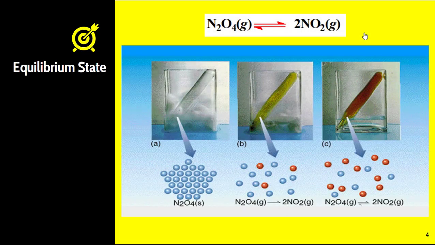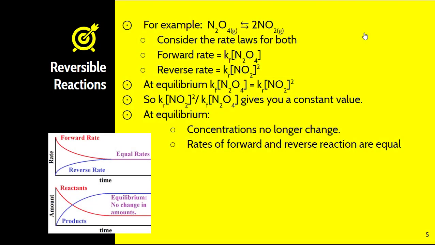If we take a look here, there's an example of an equilibrium state. We start off with N2O4, and it proceeds to 2NO2, but it also proceeds backwards as well. And the reaction is at equilibrium when the rates, that is the amount of reactant going to product and the amount of product going to reactant, are the same. So if we take a look at the example here, we have the example that we used previously, and we're going to consider the rate laws for both. So we have a forward rate as well as a reverse rate.